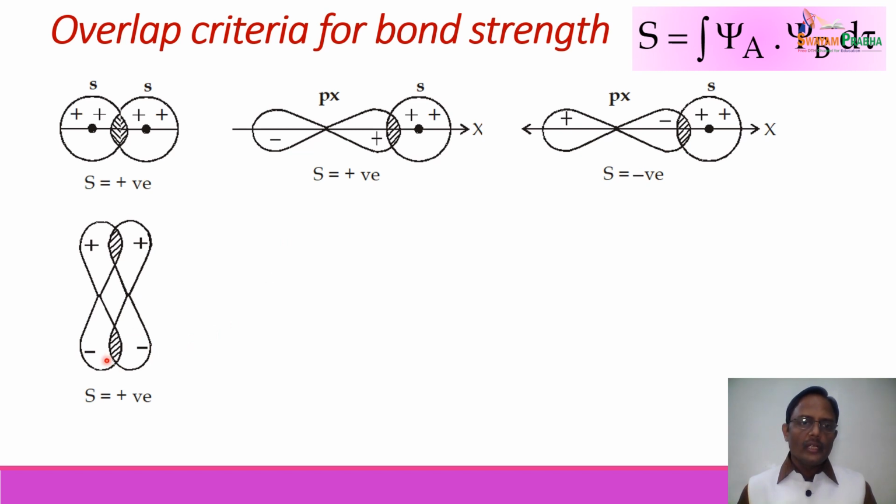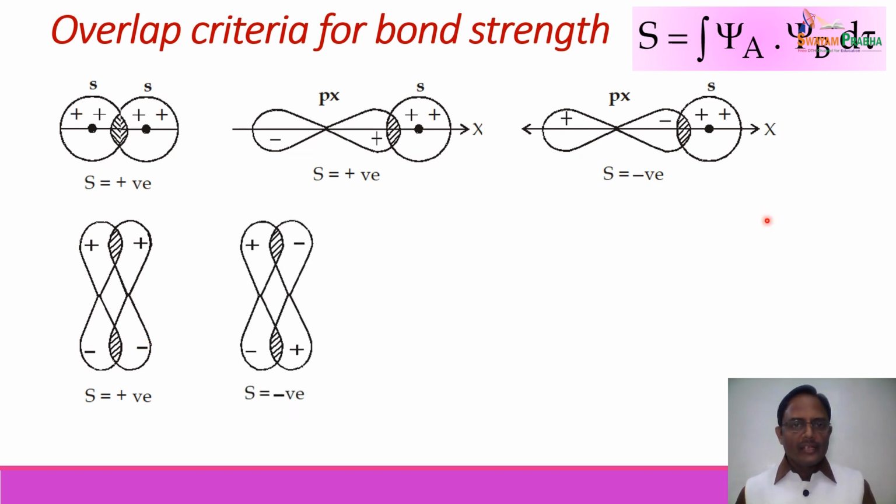Similarly, negative into negative will again bring out S to be positive. So overall S value will come out to be positive for such type of lateral overlap. But on the contrary, if they are opposing each other, in that case you will not have a positive type of wave function like this.